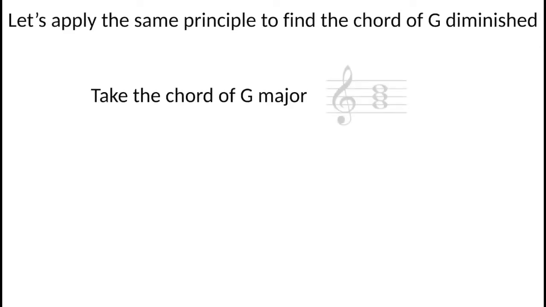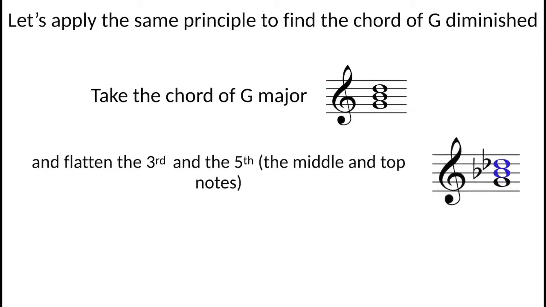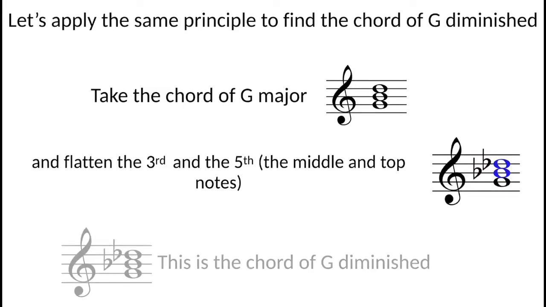Applying that same principle to find the chord of G diminished. Again, we would take the chord of G major. There's a chord of G major with the notes G, B, D. And as you know now, we flatten the third and the fifth to give us B flat, D flat, and that's the chord of G diminished.